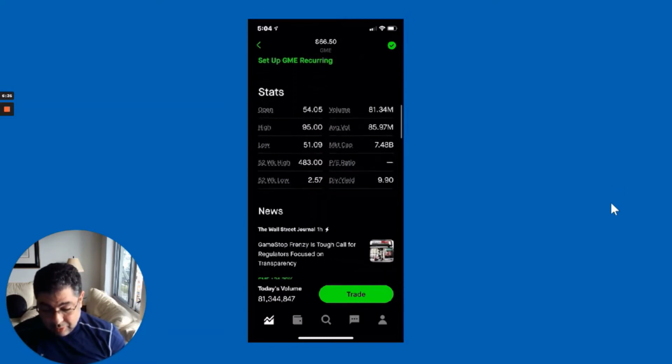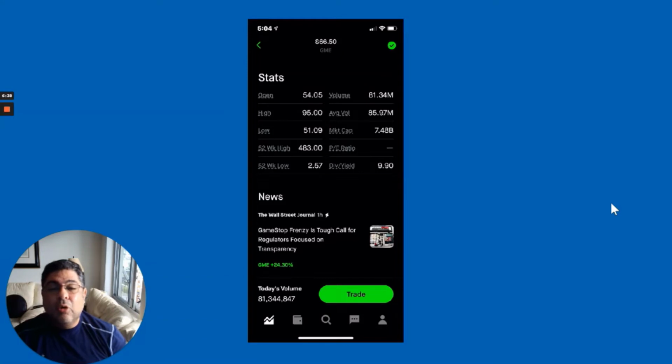Okay. Now some of the stats. So you have the open. That's the price at which the stock opened. By the way, when you hear the word stock or share, it's basically the same thing. 54.05 is the open. High is the highest price during the day. The lowest. Then you have the 52-week high and 52-week low. The volume, 81 million, is very high volume, and you can see the average volume. Well, we all know that with GameStop, the volume has been huge.